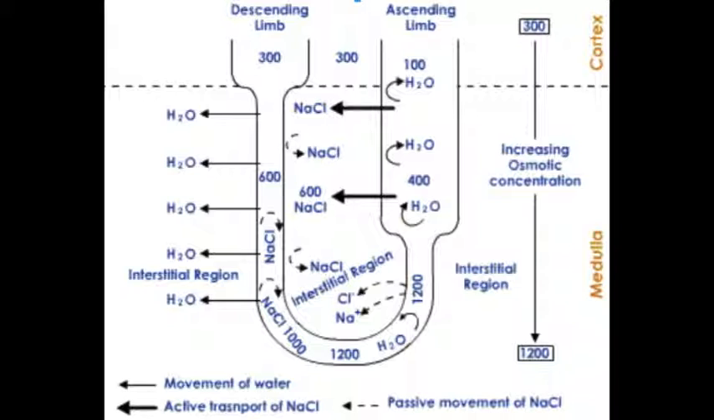The descending loop collects water to regulate fluid levels. The ascending loop collects solutes such as excess potassium to regulate the blood pH.